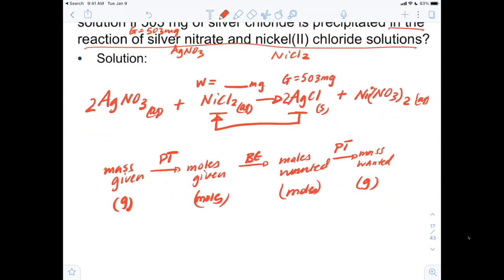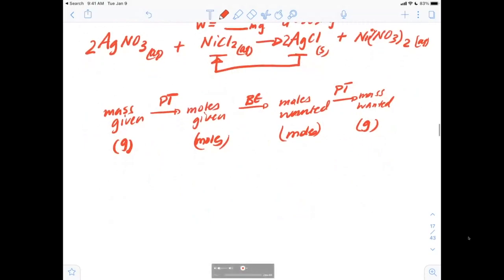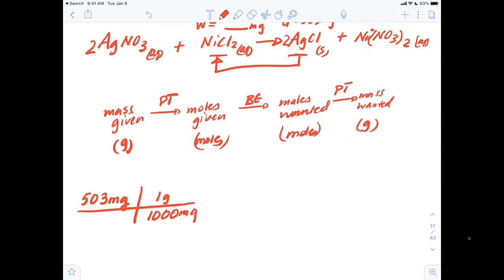503 milligrams. So milligram, I want to convert it to a gram, right? To convert this to a gram, 1 gram is what? 1,000 milligrams. You can use that conversion, or you can say 1 milligram is 1 times 10 power negative 3 grams. Either one works, okay? The more common one is 1 gram is 1,000 milligrams.